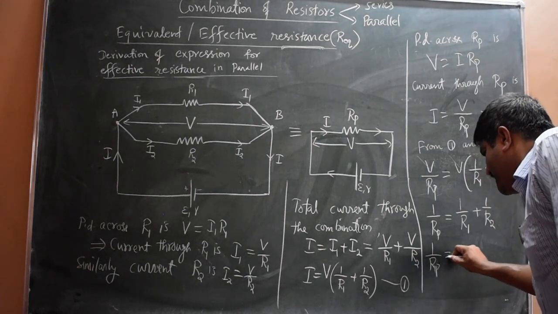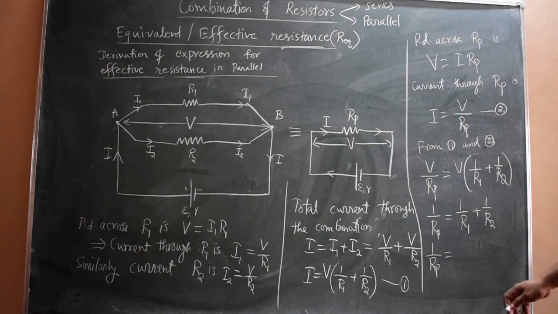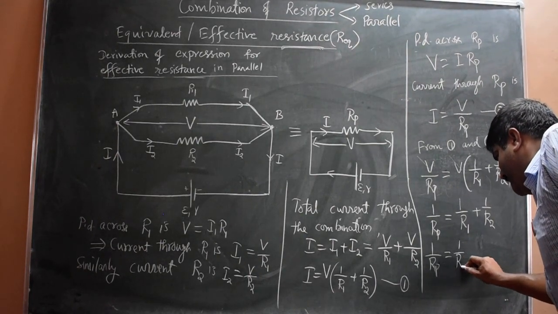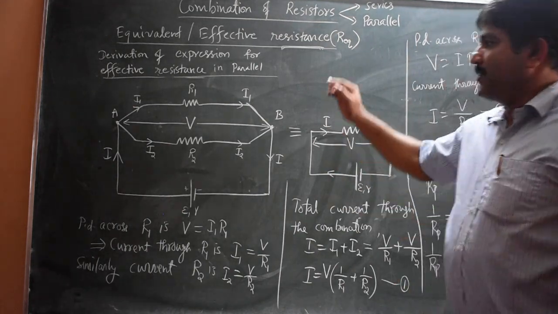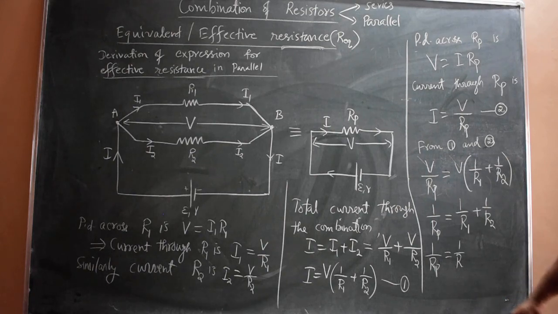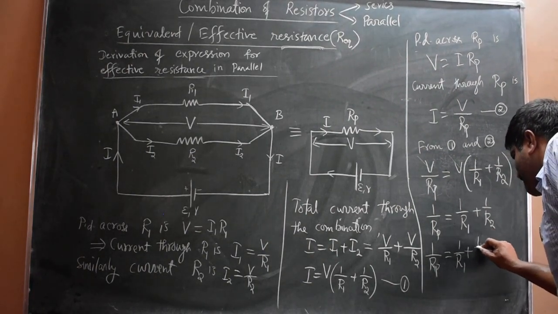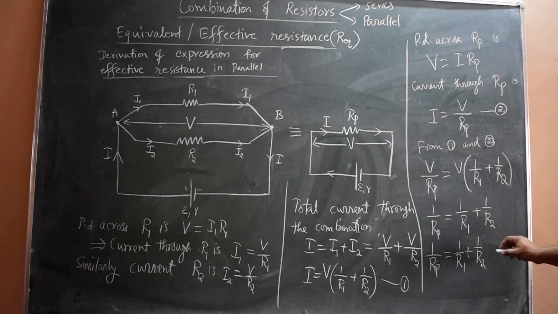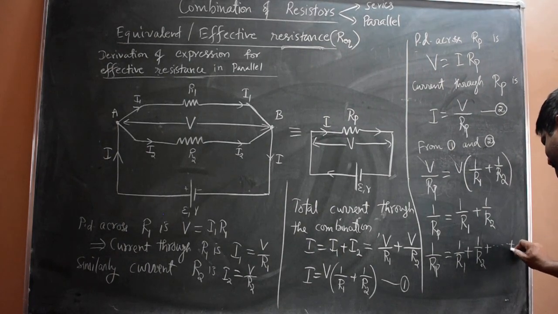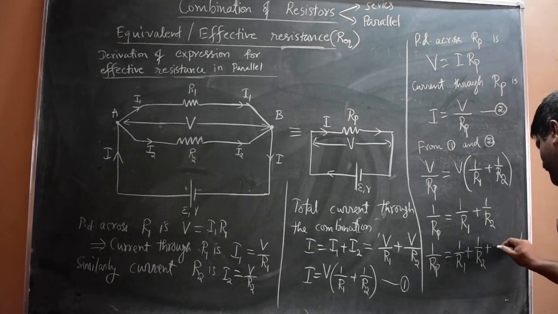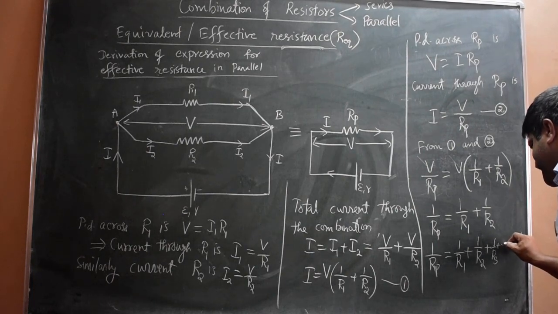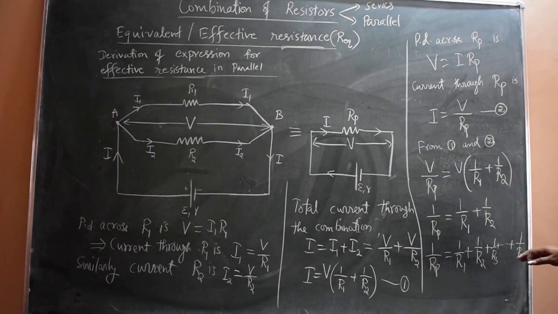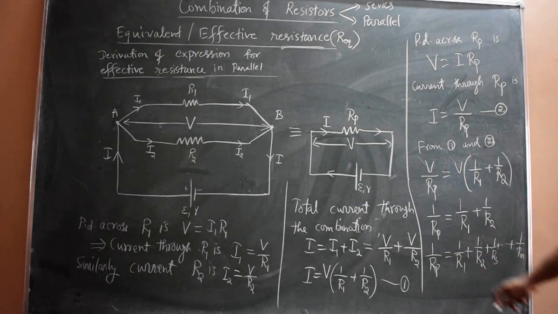1 by Rp for n resistors: if R1, R2, R3, etc. up to Rn resistors are joined in parallel, n number of resistors connected between the points A and B, then the effective resistance is found. As many resistors as you have, you have to take reciprocals, connected in parallel, and the last one is 1 by Rn. So 1 by R1 plus 1 by R2 plus 1 by R3 plus so on. All the terms you have to take reciprocals and add, and that gives the reciprocal of the equivalent resistance. This is the case for a parallel combination.